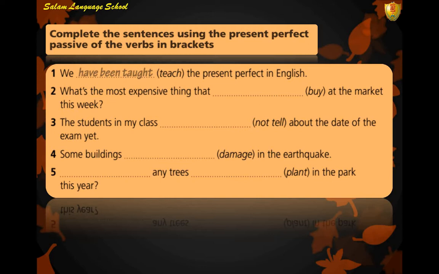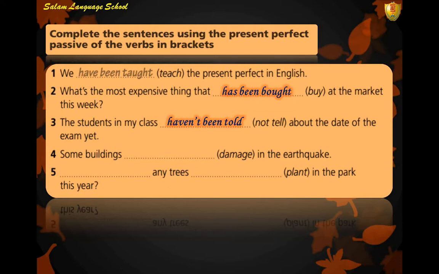Number 2: What's the most expensive thing that (buy) at the market this week? So the answer: what's the most expensive thing that has been bought at the market this week. Number 3: The students in my class, (not tell) about the date of the exam yet. The answer: the students in my class haven't been told about the date of the exam yet.